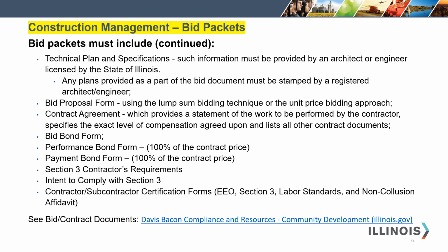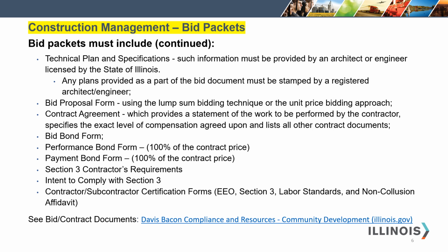The contract agreement, which provides a statement of the work to be performed by the contractor, specifies the exact level of compensation agreed upon, and lists all other contract documents. A bid bond form, the performance bond form, which is 100% of the contract price, the payment bond form for 100% of the contract price.